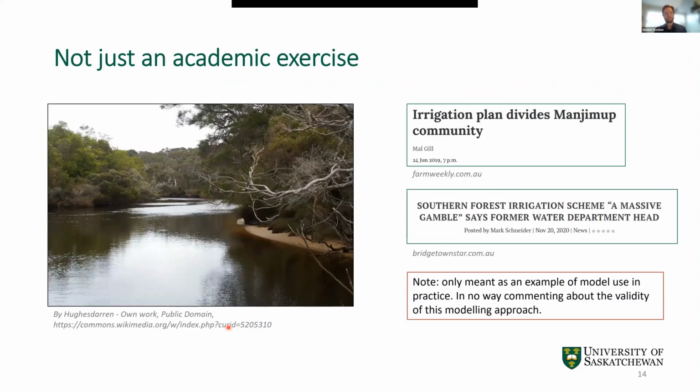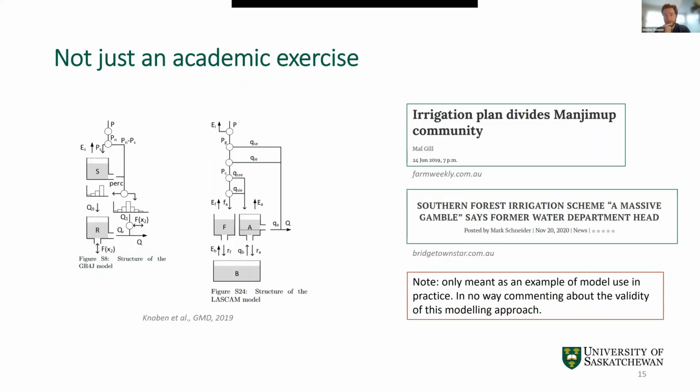And this is not just an academic exercise. Here's an example from the Donnelly River in Australia, where they are working on a plan to build an irrigation dam. And this plan has people who like this plan, and this plan has people who do not like this plan. And much of the controversy around this plan centers around the modeling approach that they've used to support these decisions here. They use conceptual bucket models, so GR4J and LASCAM. And what people are worried about is that these models may not be able to do long-term changes in groundwater quite accurately, which might be important in this particular catchment.